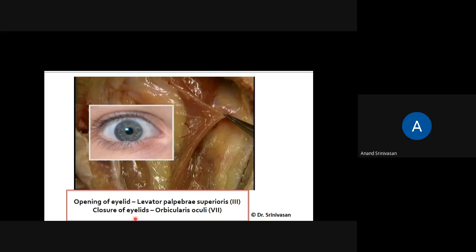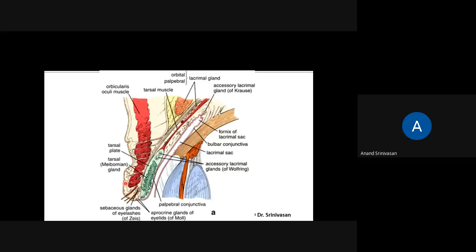All right, so these are the two muscles which help in opening and closure of the eyelids. Opening by levator palpebrae superioris and closure is by the orbicularis oculi. The nerve supply for levator palpebrae is oculomotor, the third cranial nerve, and for the orbicularis oculi, it is the seventh cranial nerve, which is the facial nerve.